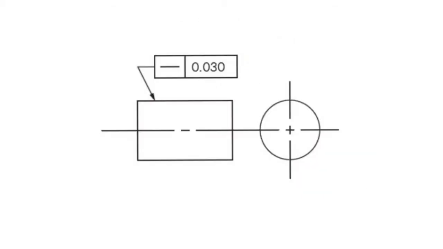And the symbol of straightness is indicated with this symbol, and this is the limit, the tolerance of the straightness. So it is allowed with 0.03. So the range of deviation should be in between 0.03, upper side and the lower side of the parallel lines.